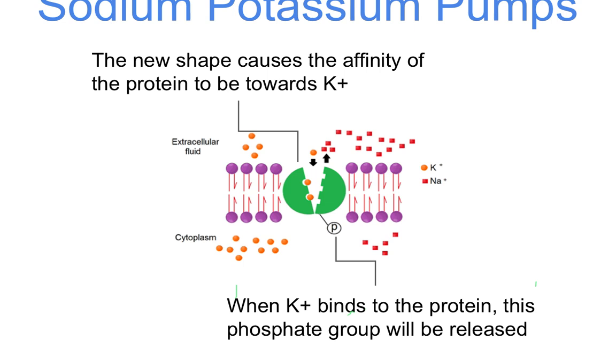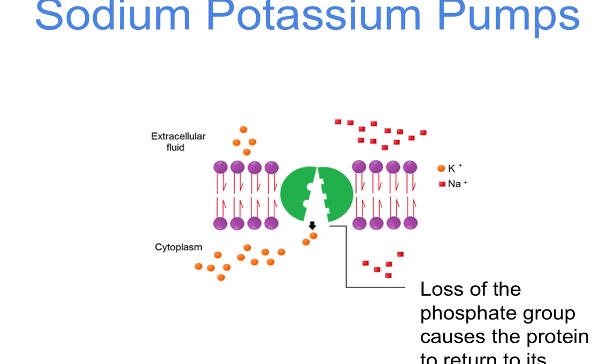And so the new shape of the protein causes an affinity now towards the potassium ion. Then it's going to lose that phosphate group, causing the protein to open and return to its original shape, and the pump will start again.